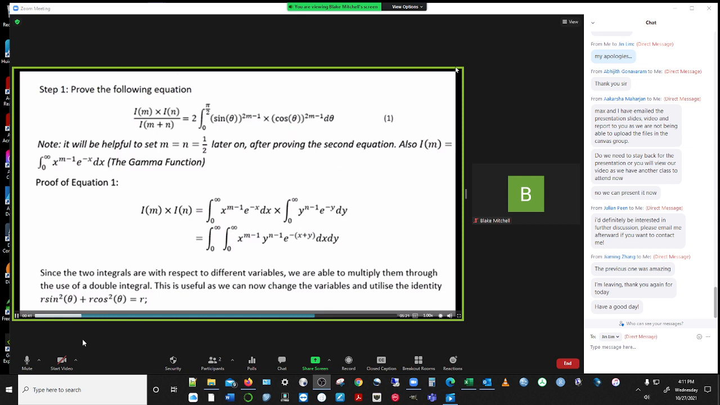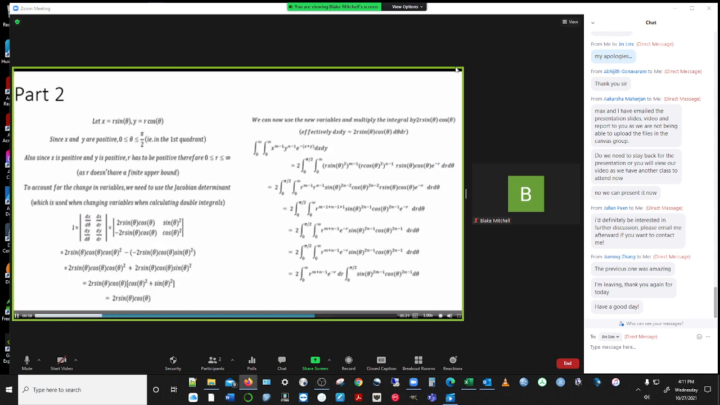To do this, we will first evaluate the numerator using a double integral, since the two integrals I of m and I of n involve different variables. This is particularly useful here as we are now able to switch to polar coordinates and can exploit the trigonometric identity sin squared theta plus cos squared theta equals 1. Okay, so let x equal r sine theta and y equal r cos theta.